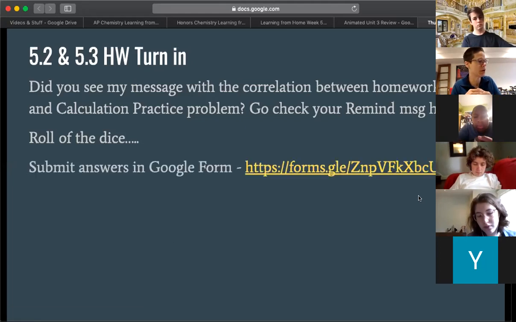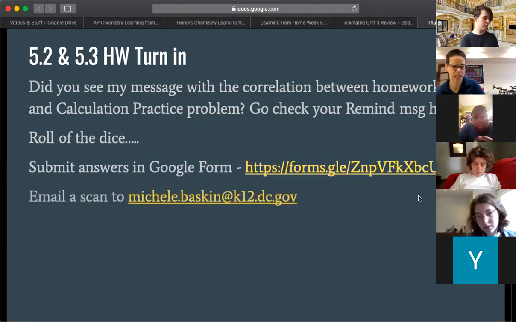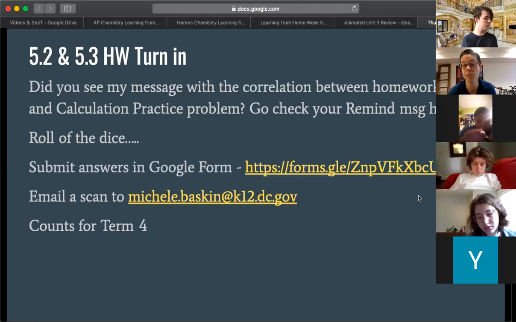There's the Google form. That form link is in the plan. That makes it much, much easier for me to grade. And then also send me the scans. A couple of people have already turned their problems in, I saw last night. But again, this is counting for term 4, because it normally is several lag days to be able to get everything in and graded. And tomorrow's the last day of the term, so guess what? This will count for term 4. So I'll get them graded over the weekend, and then it'll end up getting counted for term 4.